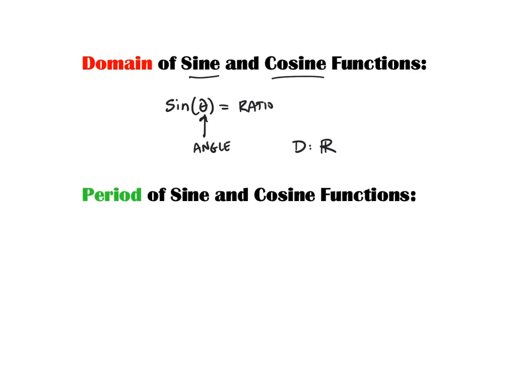The period of sine and cosine is interesting. The period is when the outputs start to duplicate themselves again. So when you think of a circle, the outputs start to duplicate after one full rotation. So the period of sine and cosine is equal to 2 pi. After every 2 pi units, you'll see the outputs duplicate themselves again.